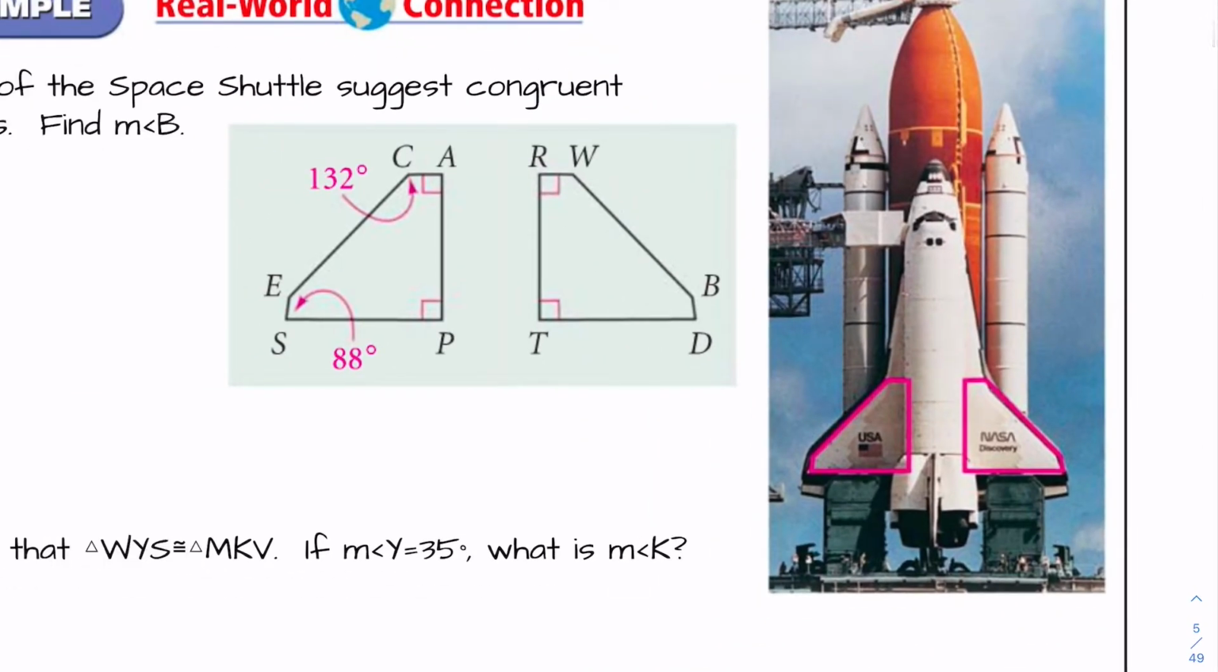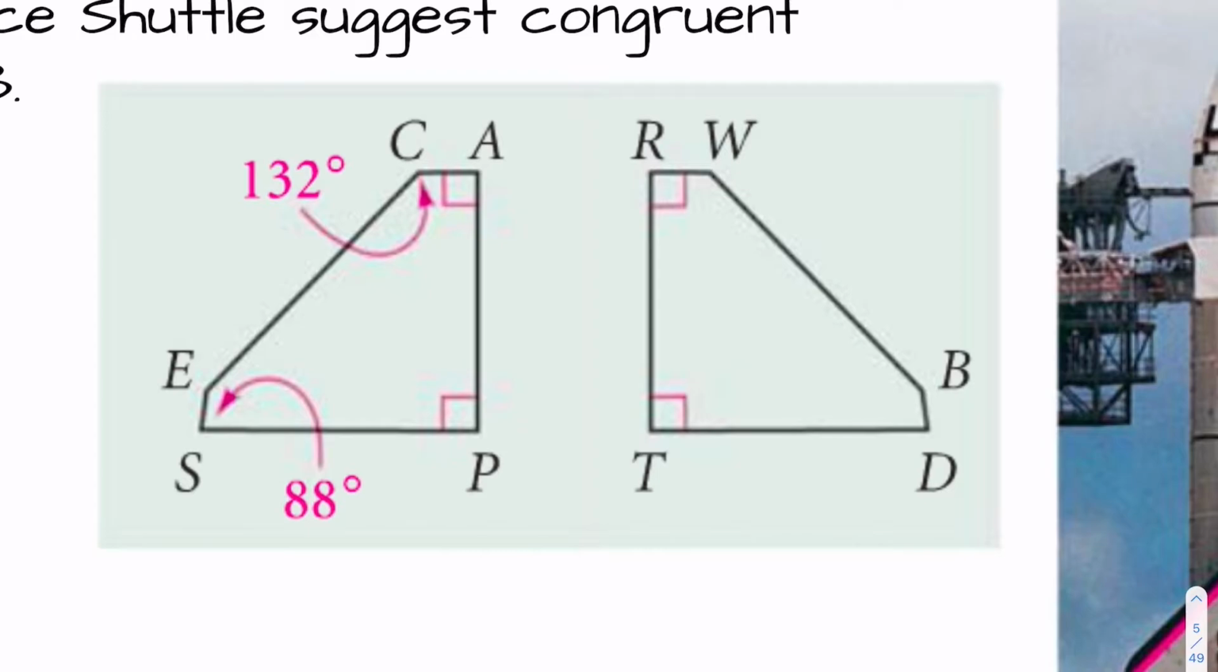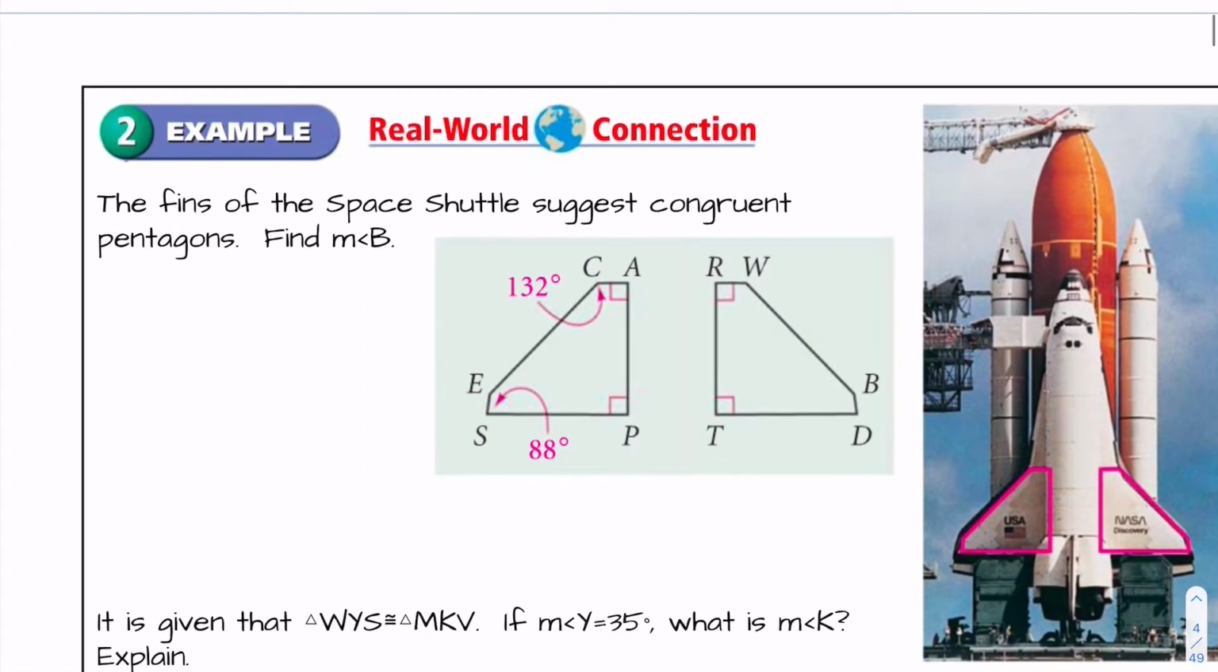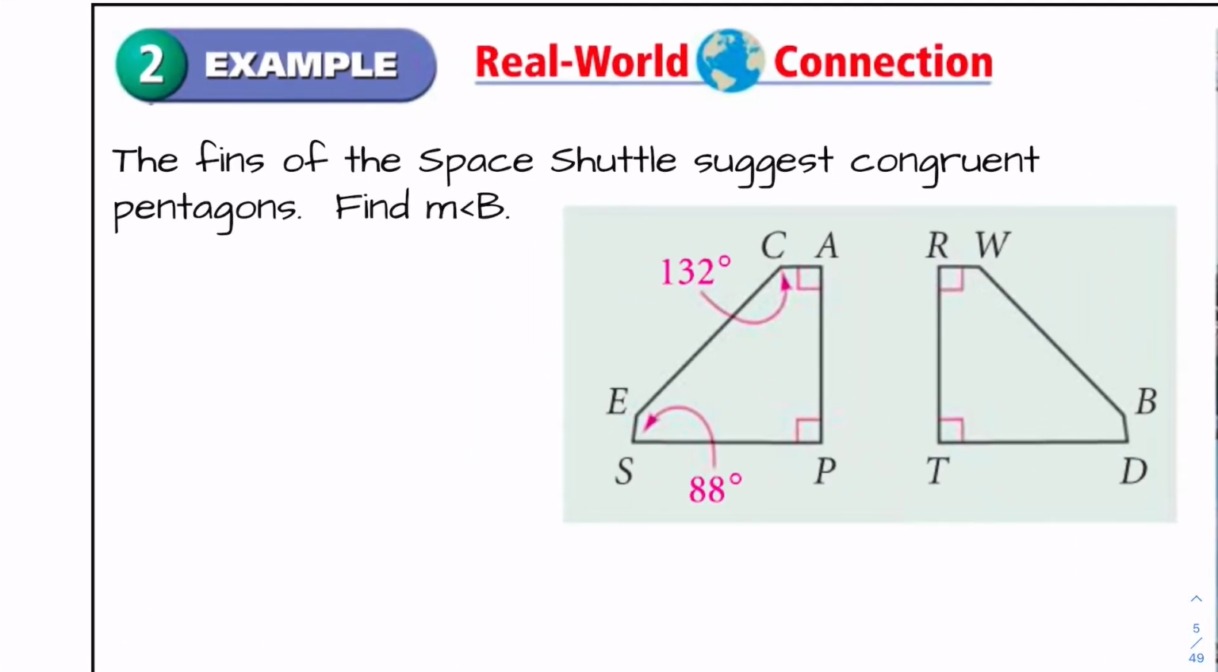Yep, NASA Discovery. And if you'll notice, the fins kind of look like a polygon with 1, 2, 3, 4, 5 sides or so. So a pentagon. Yep. So they are odd-looking pentagons, but they are pentagons. So it says the fins of a space shuttle suggest congruent pentagons. Find the measure of angle B.